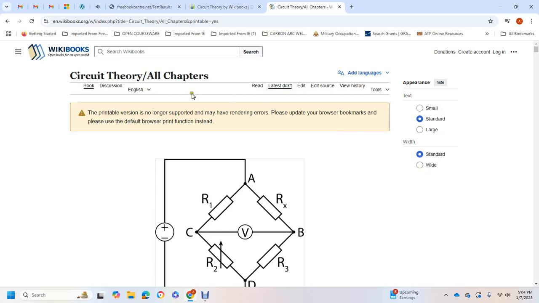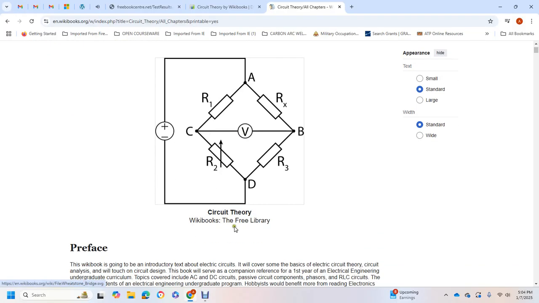Wikibooks, Circuit Theory, all chapters. Shows the Circuit Series free library. There's a Wheatstone resistor bridge.